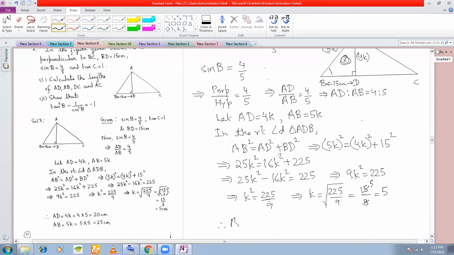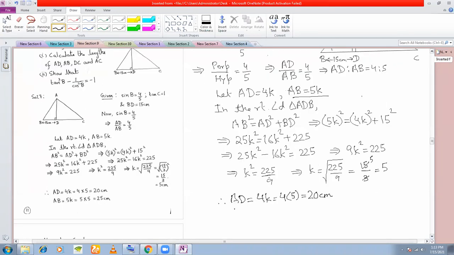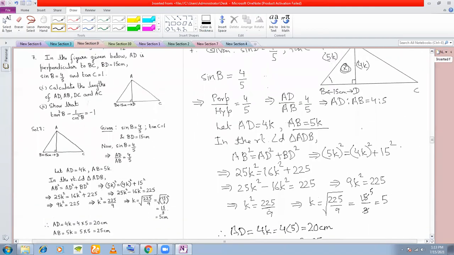So what is the length of AD? AD here is 4K, which is equal to 4 into 5, which is equal to 20 centimeter. And what is AB here? AB is 5K, is equal to 5 into 5, which is 25 centimeter. That's it. Okay. And the other lengths are also there, but I'll do that on next day. We'll stop here.